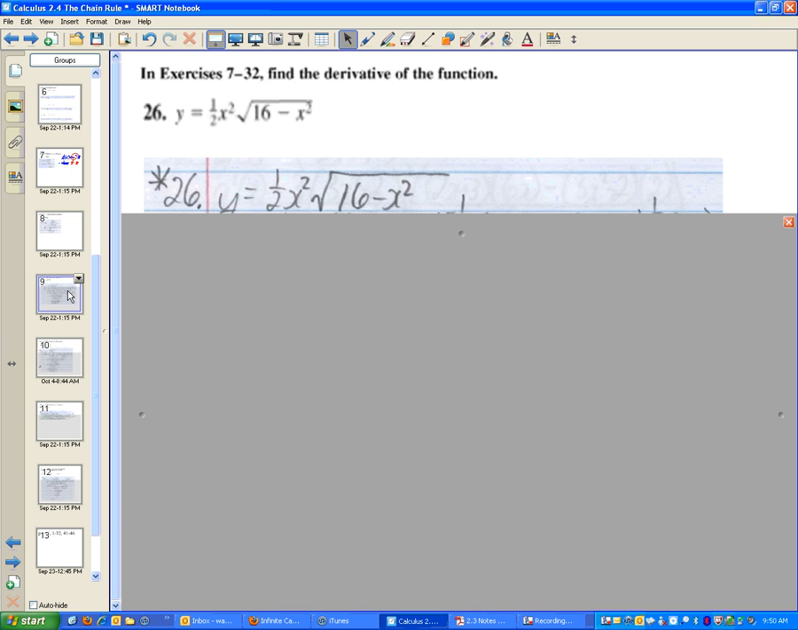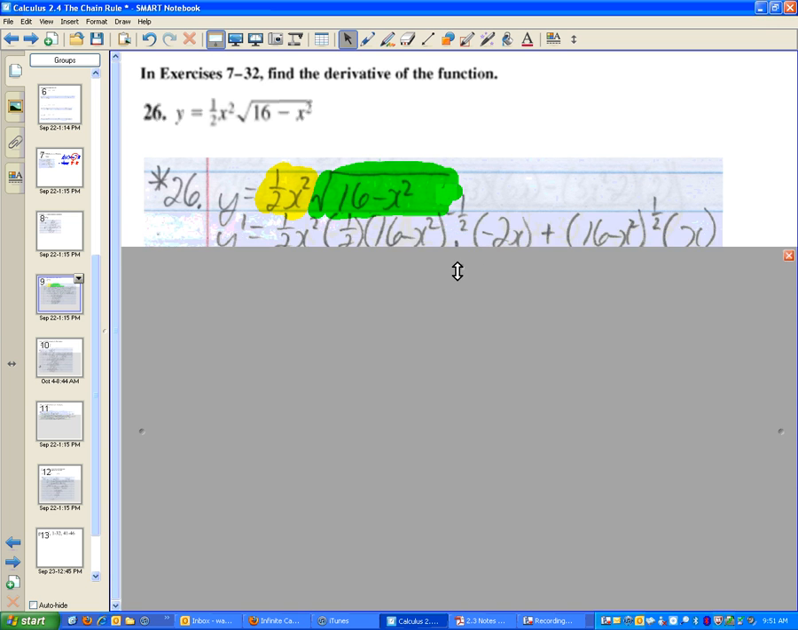Number 26. We're still finding the derivative. So I've got y equals 1/2 x squared times the square root of 16 minus x squared. This is a product rule problem. There's no way around it. This is a product rule. That's the first function. That's the second function. So we've got to product rule this.